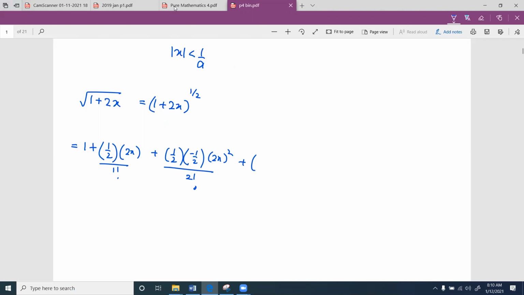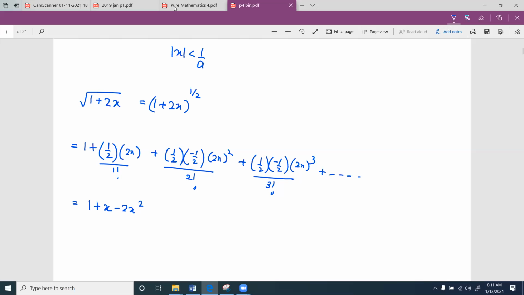Like that, if you write another term, half times minus half times minus 3 over 2, with 2x to the power 3 over factorial 3, and it goes on. It's an infinite series. If you simplify, this turns into 1 plus x. Then the 2 and the 1 cancel, and another 2 comes with this. We will just work it out.